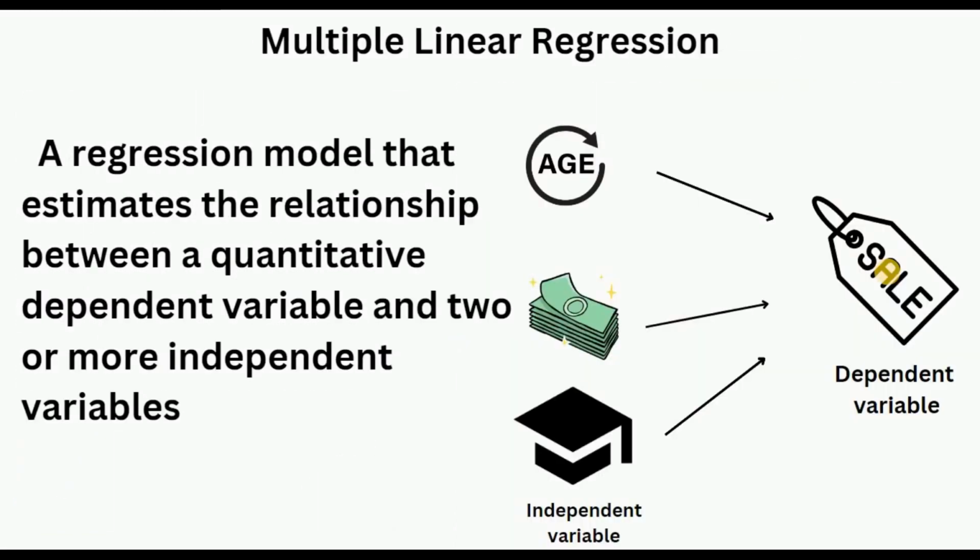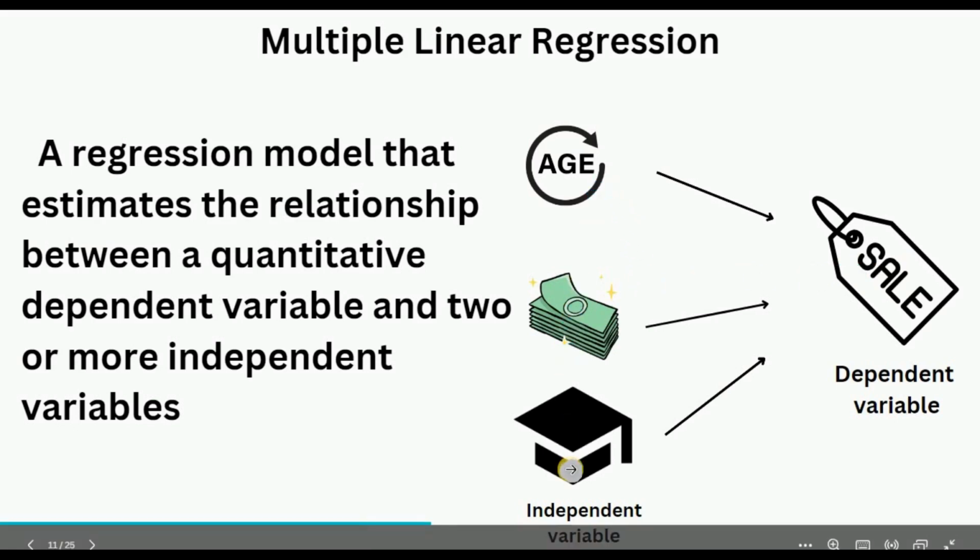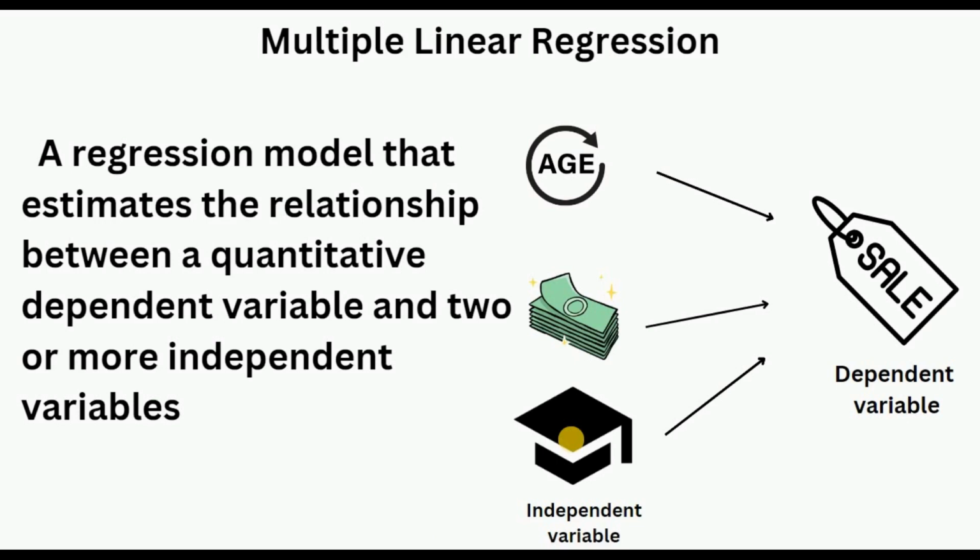Let's move further. What is multiple linear regression? As the picture shows, we have different independent variables. We have two or more independent variables and one dependent variable. The dependent variable is what we have to predict in the future, so it is basically for future forecasting. Like age, salary, education, what will they affect? The definition is a regression model that estimates the relation between a quantitative dependent variable and two or more independent variables.